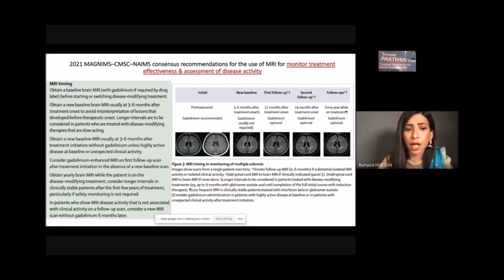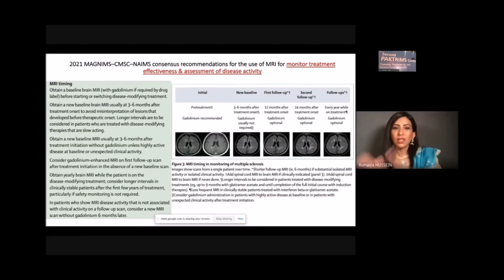Obtain a new baseline MRI usually 3 to 6 months after treatment initiation without gadolinium, unless there is high active disease. Consider a gadolinium-enhanced MRI on the first follow-up scan after treatment initiation in the absence of a new baseline scan, and obtain a yearly brain MRI while the patient is on disease-modifying therapy, and in such cases, consider a longer interval in clinically stable patients. In patients who show MRI disease activity that is not associated with clinical activity on a follow-up scan, consider a new MRI scan without gadolinium 6 months later.